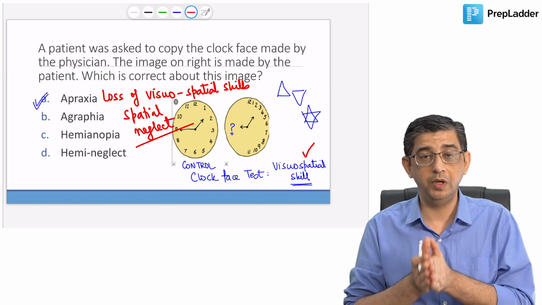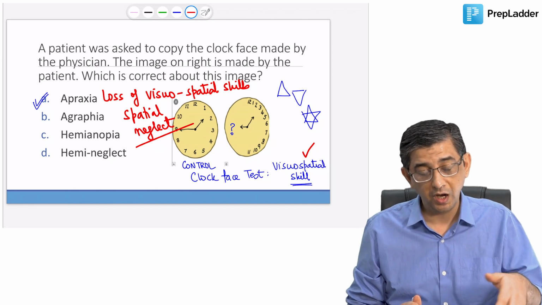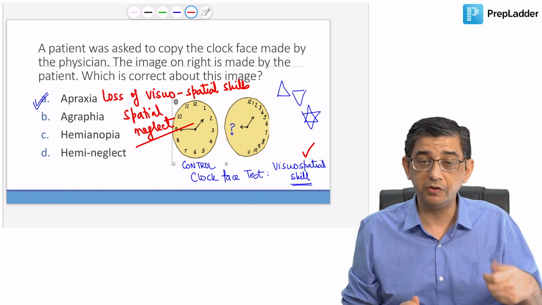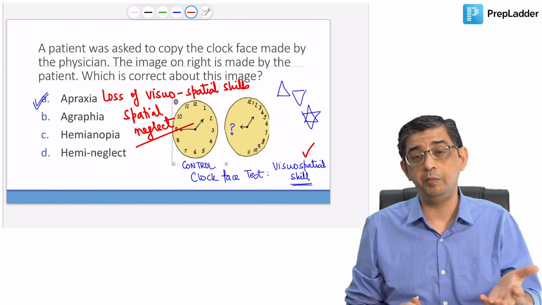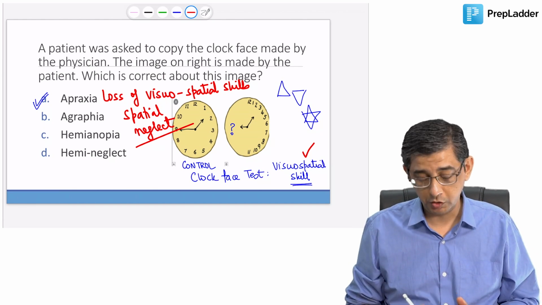But as I explained to you, hemi neglect is going to be related to only one arm being used, only half side of the plate being used, or only half side of the food being consumed from a plate. Or let me say, if he draws an image, then half of the image would be missing. The answer to this question is option number A.